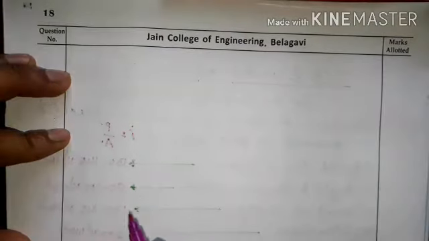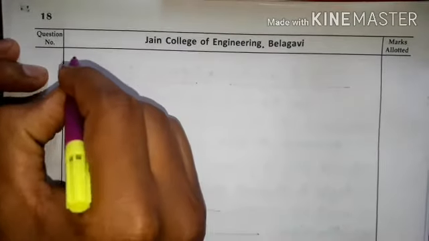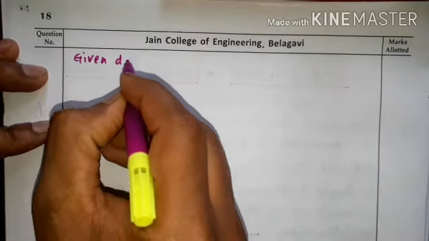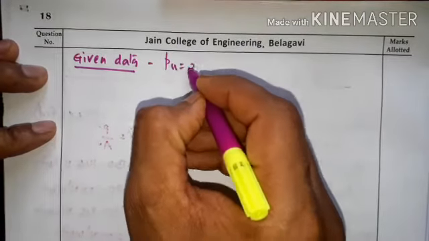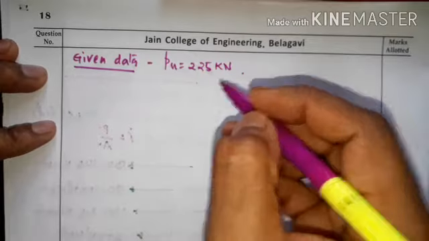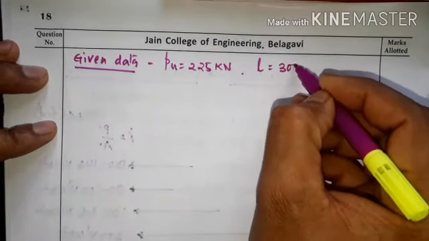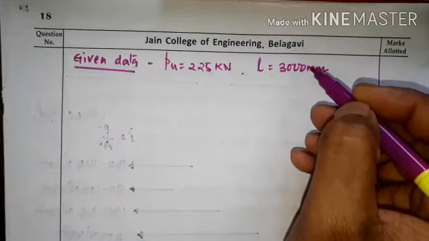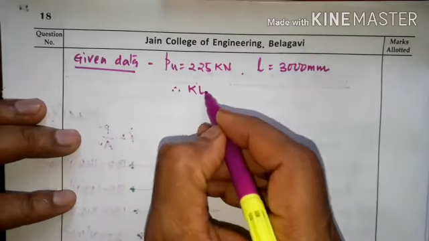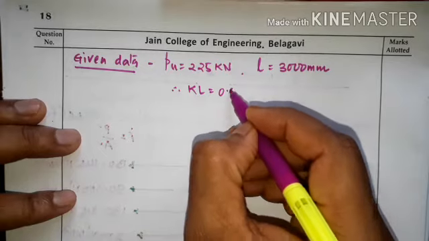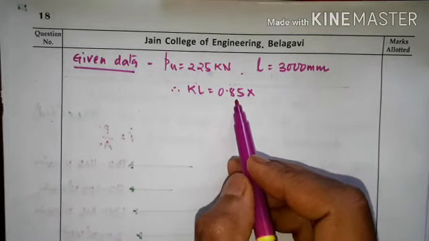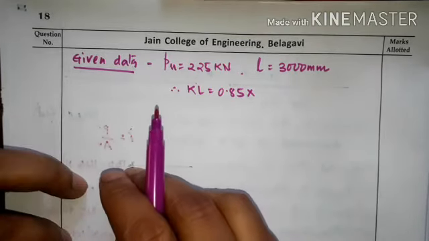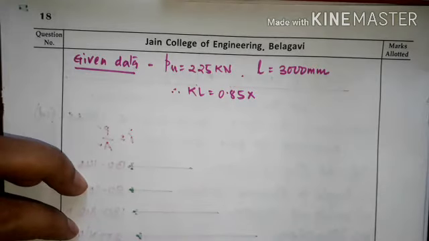Now we will note down the given data first. So Pu is given as 225 kilonewton and L is given as 3000 mm. Therefore KL is given as 0.85. So for double angle discontinuous strut, you can use the value of K as 0.7 to 0.85 as per mentioned in IS 800.